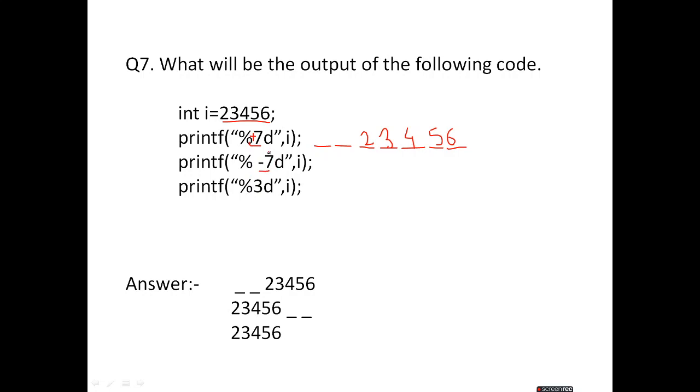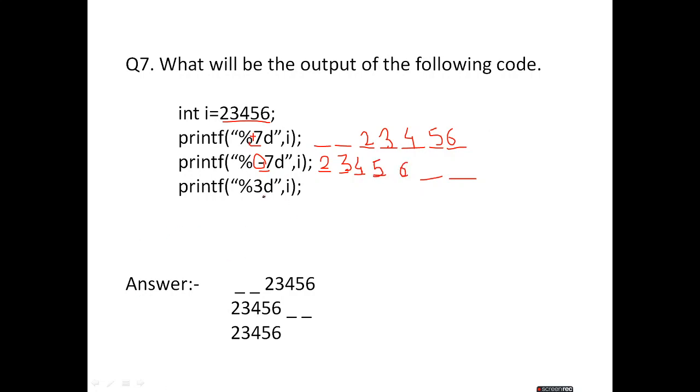Okay. Now -7. 7 indicates that we need to preserve 7 character spaces on the output screen, and minus indicates it's a left justification. So it will preserve 7 spaces on the output screen: 1, 2, 3, 4, 5, 6 and 7. Now minus indicates that it's a left justification, so it will start printing from the left: 2, 3, 4, 5 and 6.